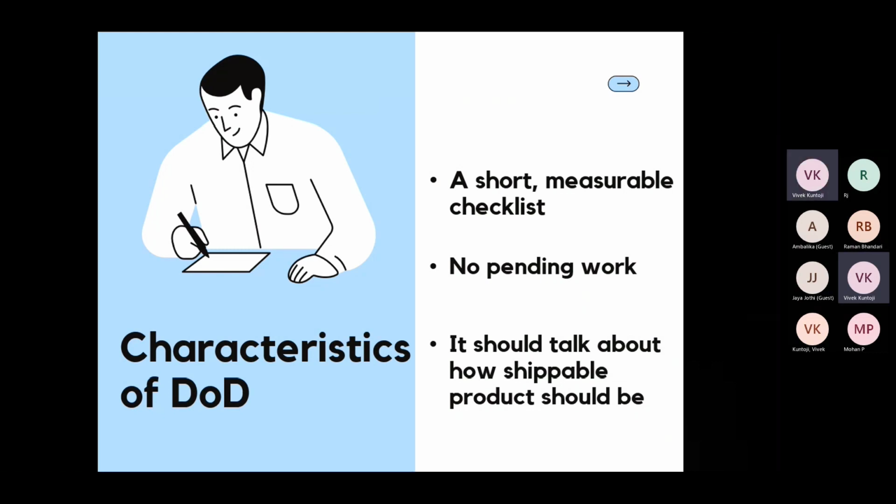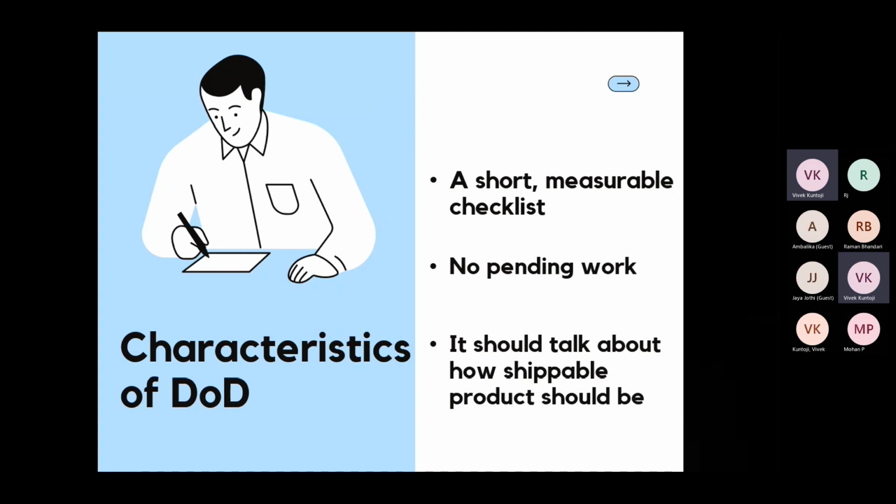Coming to characteristics of definition of done, how should your definition of done look? It should be a short, measurable checklist. Though we are saying it's a document, it's a checklist, it should be short enough. It should not be a lengthy document like a proof of concept, or some scope document or planning document. It should be very short, crisp, and a measurable checklist.